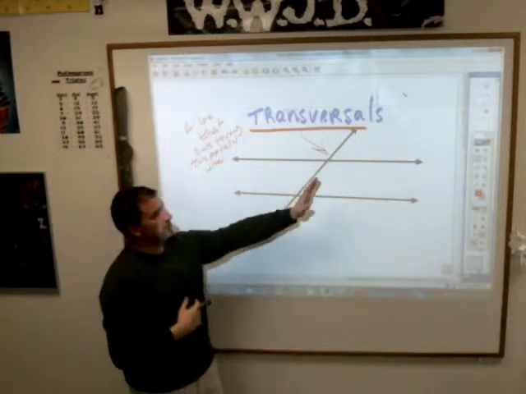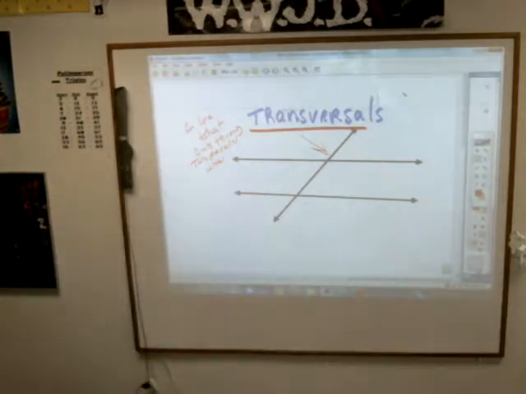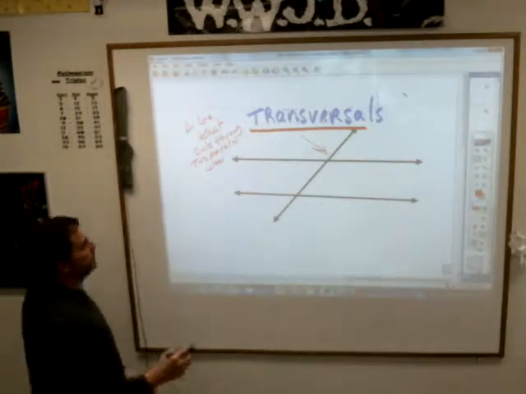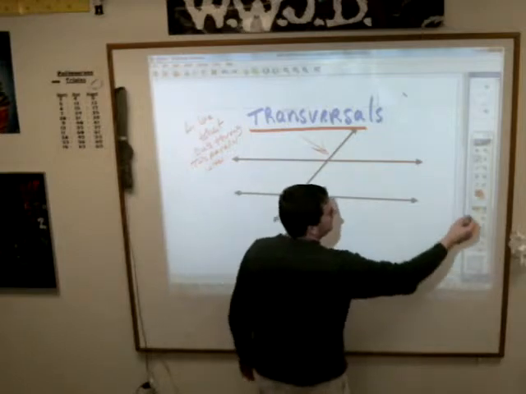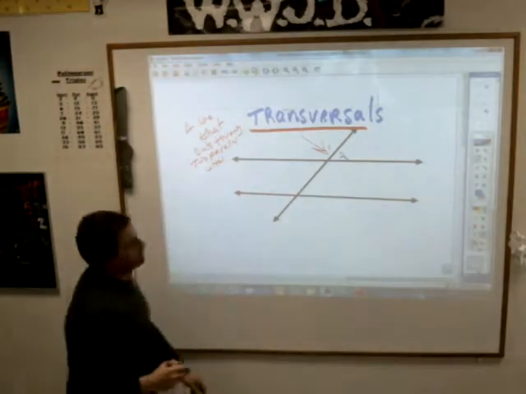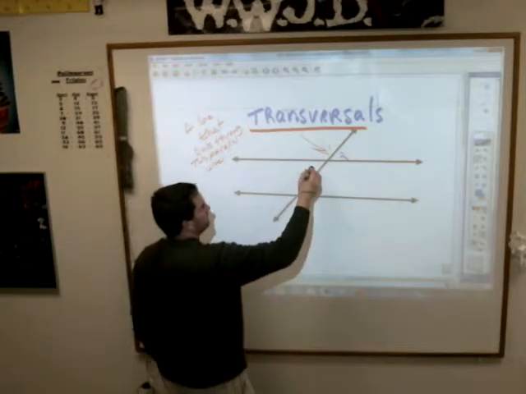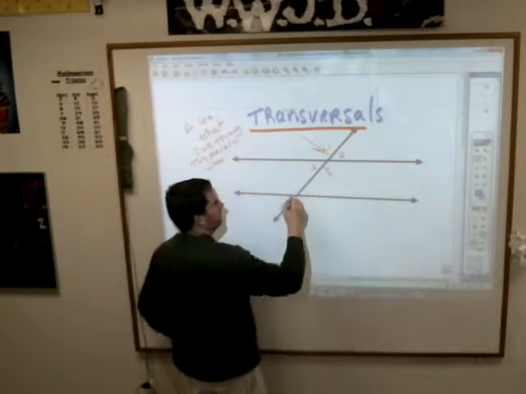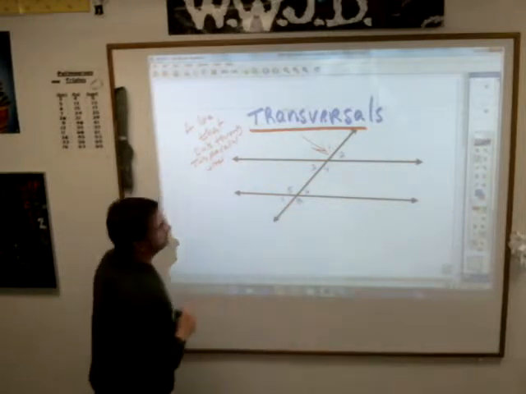The line that cuts through the two parallel lines. And you need to write these angles down: 1, 2, 3, 4. And then 5, 6, 7, 8.